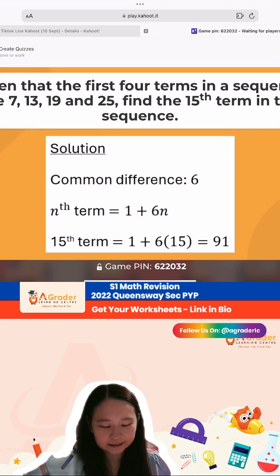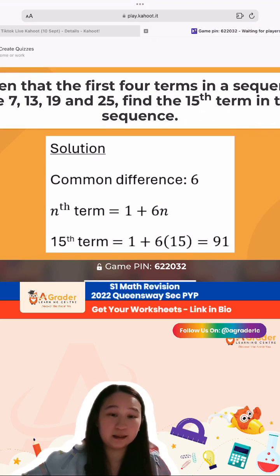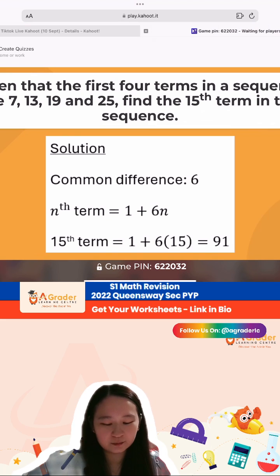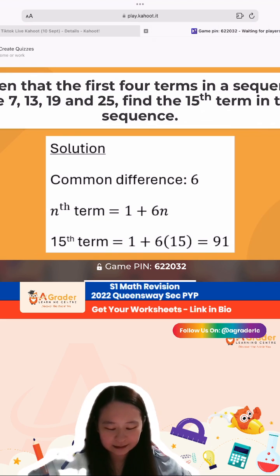So the common difference here is 6. We can take 13 minus 7, we get 6. 19 minus 13, we get 6. 25 minus 19, we also get 6. Okay, so we can see that the common difference here is 6.